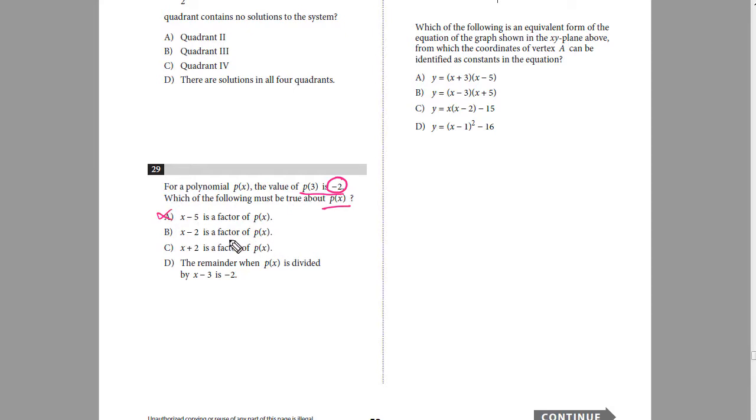X minus 2 is a factor of p of x, so in this case the remainder will also be 0. So this is incorrect. X plus 2 is a factor of p of x, remainder 0. So this is also incorrect. The remainder when p of x is divided by x minus 3 is negative 2. So over here the remainder is negative 2. So this one is correct, because the remainder is negative 2.